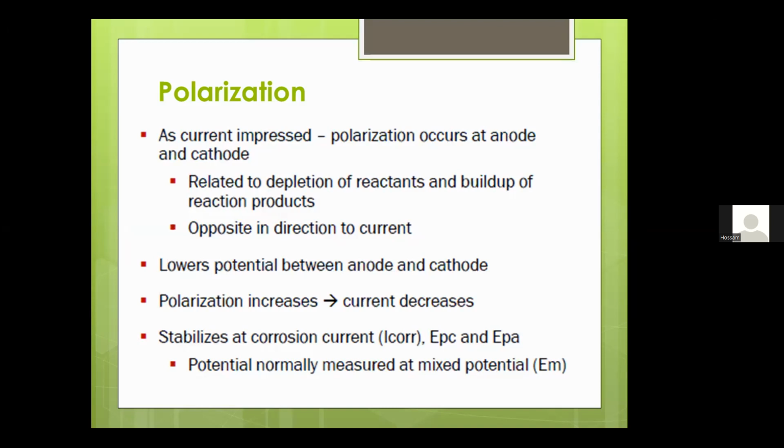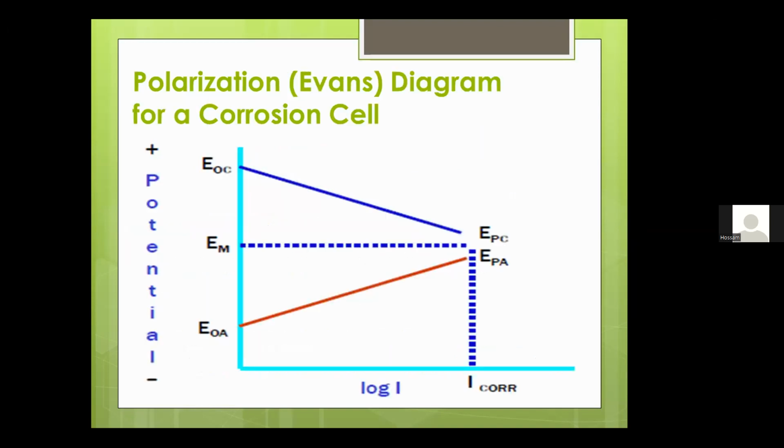We normally measure the mixed potential. Here is the Evans diagram. In the Evans diagram, it shows the anode open circuit potential and the cathode open circuit potential here. When we take a measurement from the pipe surface, the structure to the electrolyte, what we measure is the mixed potential here. It is a value between the two anodic and cathodic sides.